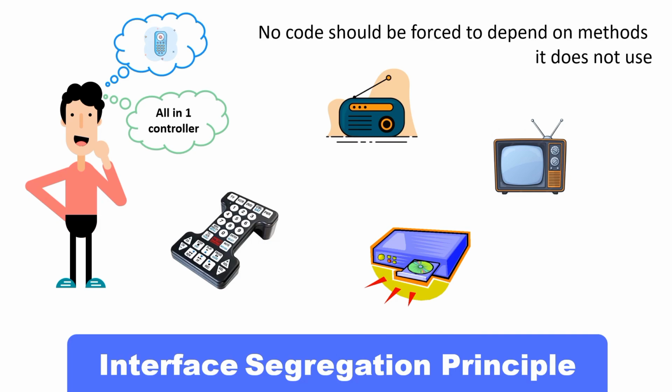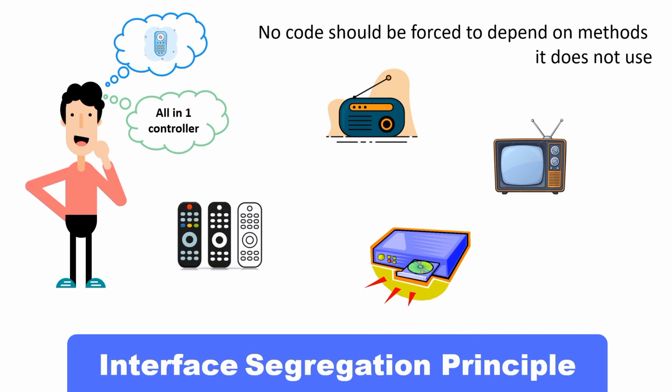The Interface Segregation Principle states that a class should not be forced to implement methods it doesn't use. In our case, this means that each device should have its specific remote control with only the buttons it needs. Realizing this, Mr. Aita takes the right approach. He decides to get three separate remotes, one for the radio, one for the TV, and another one for the DVD player. Each remote is tailored to the specific needs of the device it operates.